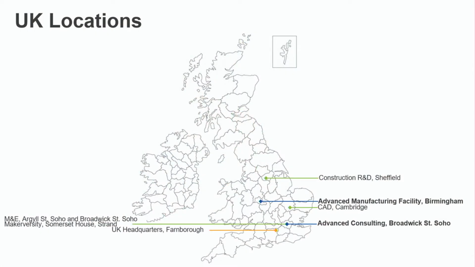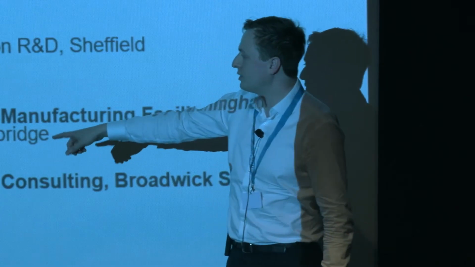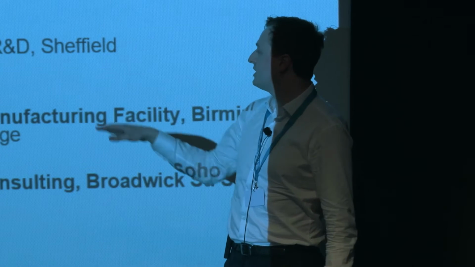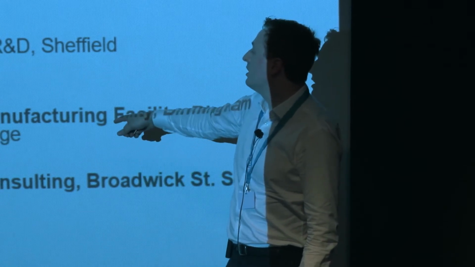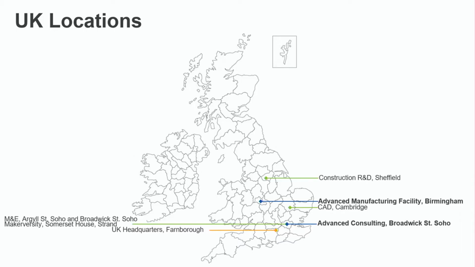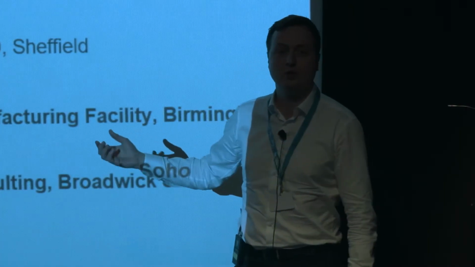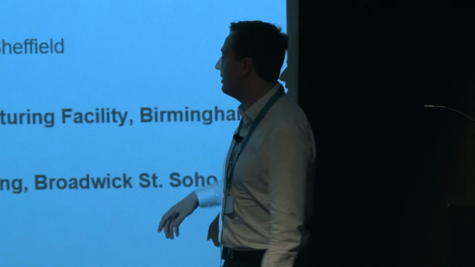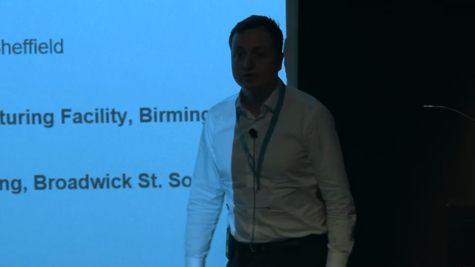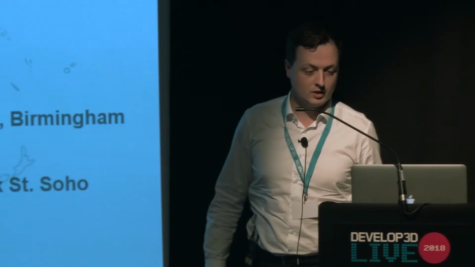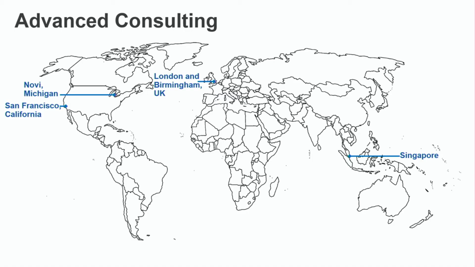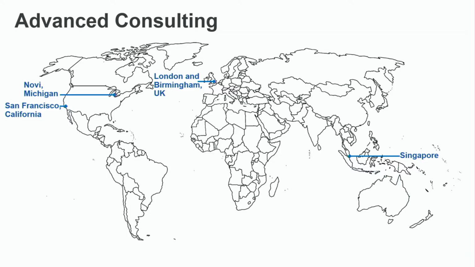So in the UK, we have a few locations. We have a construction R&D, we have our main headquarters in Farnborough, we have a few offices in London, and we have an office near here as well. In Birmingham, we have the advanced manufacturing facility. We have a small advanced consulting group there. And then we have a large advanced consulting team in London. But advanced consulting is actually worldwide: San Francisco, which is the main Autodesk headquarters, Novi in Michigan, London and Birmingham, and we've also got a group in Singapore.